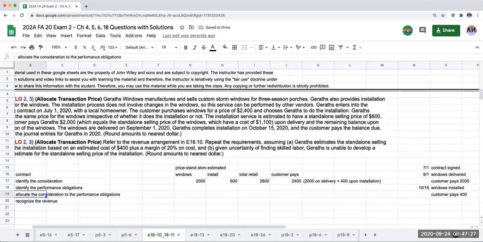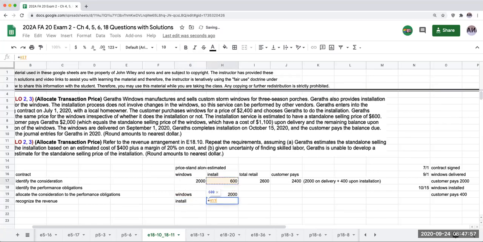So now what we have to do is, because the value of the installation is $600 and the standalone price for the windows is $2,000, we have to do an allocation. Why do we have to do an allocation? Because I can't recognize both of these at face value, because this exceeds the transaction price. So how do I do the allocation? Well, there's a couple different ways we can do this. And this is why my 1B class seems to be really paying off right now.